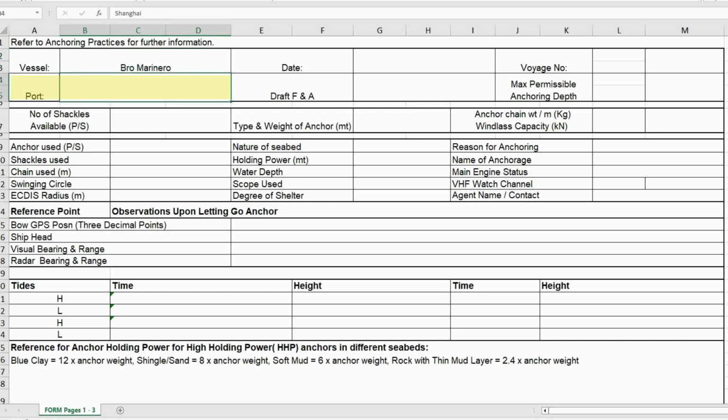The port to which you are heading. You can also write the name of the anchorage, but there is a separate place for this. The date you dropped anchor. Drafts forward and aft. Voyage number.